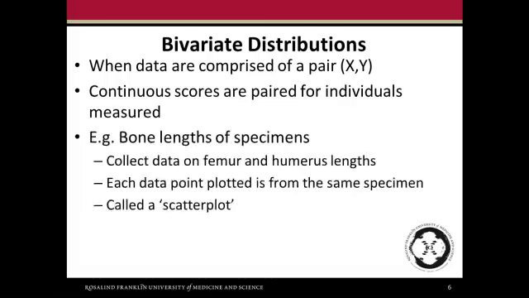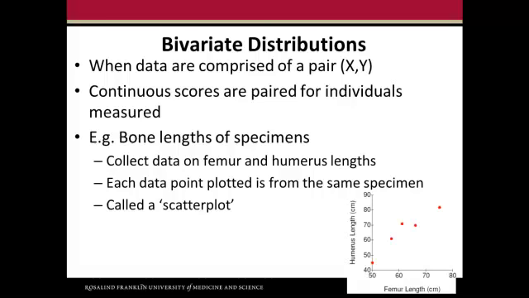One example could be in paleontology, where they could have bone lengths of specimens, and they collect data on fossils of femur and humerus lengths, and each data point can be plotted from the same specimen. We call this a scatter plot. So this is an example of a scatter plot. Each of these data points comes from one individual, where we have a measurement for femur length and for humerus length. So there's a logical pairing for each of these points.